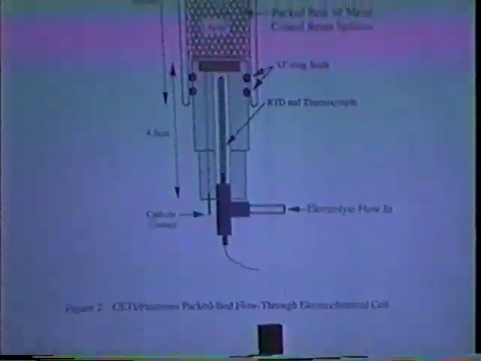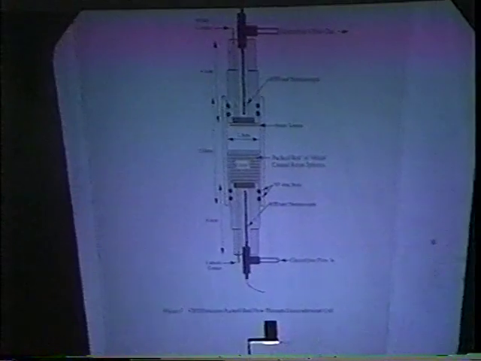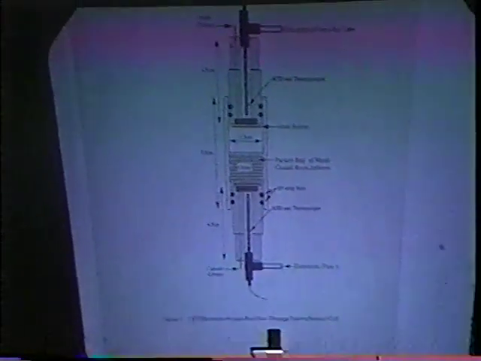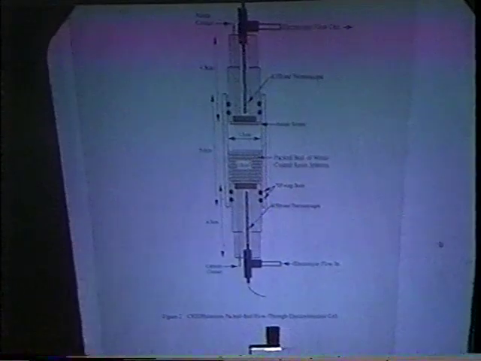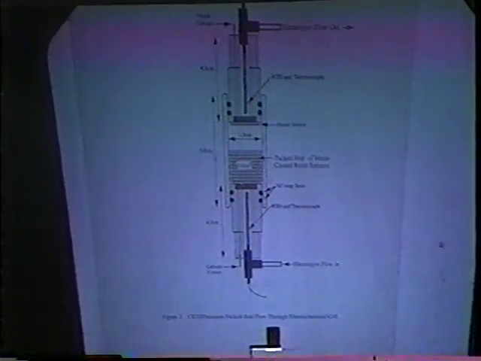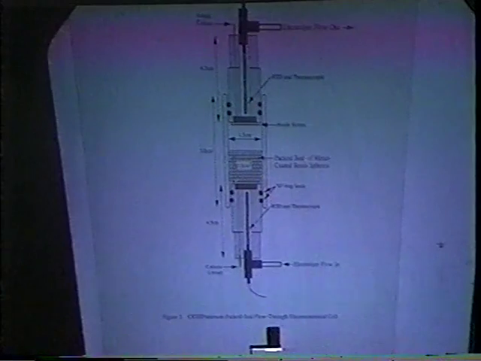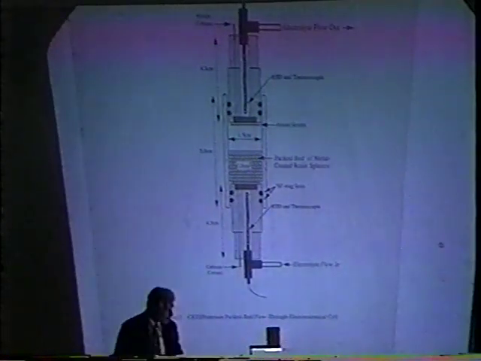What this paper is concerned about is the distribution of electrochemical process inside this packed bed structure. There's an electron contact here, a current contact for the cathode, so that current is supplied at the bottom, current flows from the bottom to the top, and the electrolyte flows from the bottom to the top.